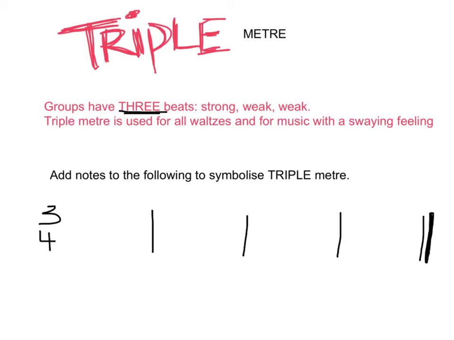Please draw up an example of triple metre in your book. Again, 4 bars indicated by double bar lines at the end. Triple metre is indicated by the 3/4 time signature to the left hand side, and note values that equal 3 beats within each bar. Again, this calls on your understanding of note and rest values. Please pause this video while you do so.